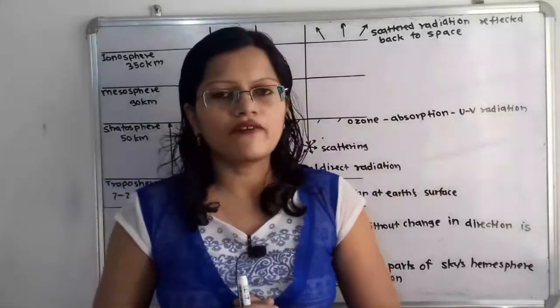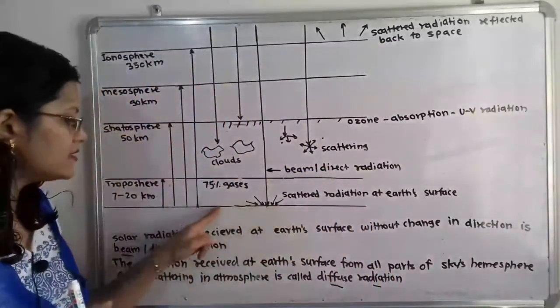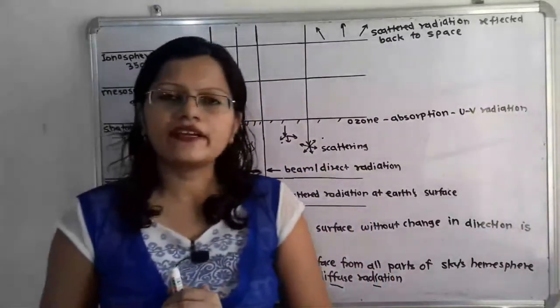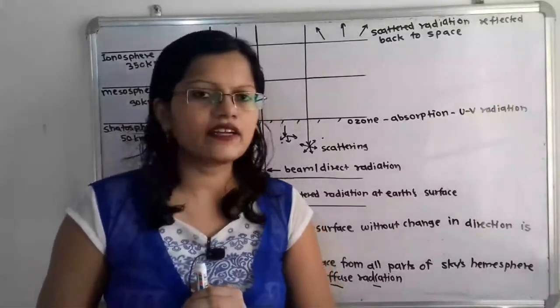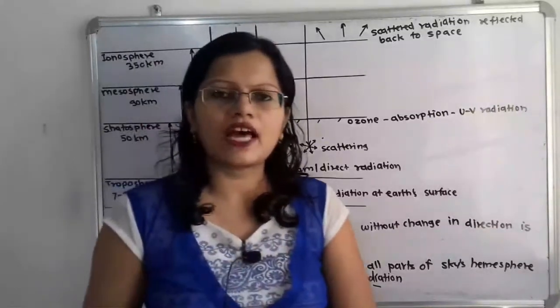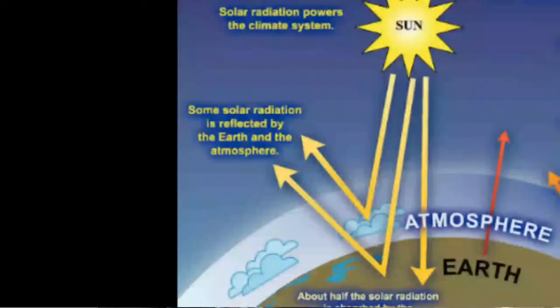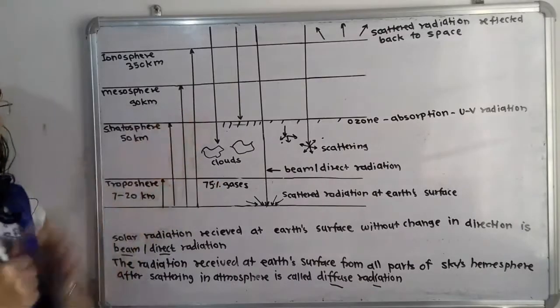As we move away from the Earth's surface, the air pressure and temperature decrease. There are different gases, for example carbon monoxide, carbon dioxide, nitrogen dioxide, oxygen and methane. Because of these gases, as well as water vapor, the radiations get absorbed in the atmosphere layer.